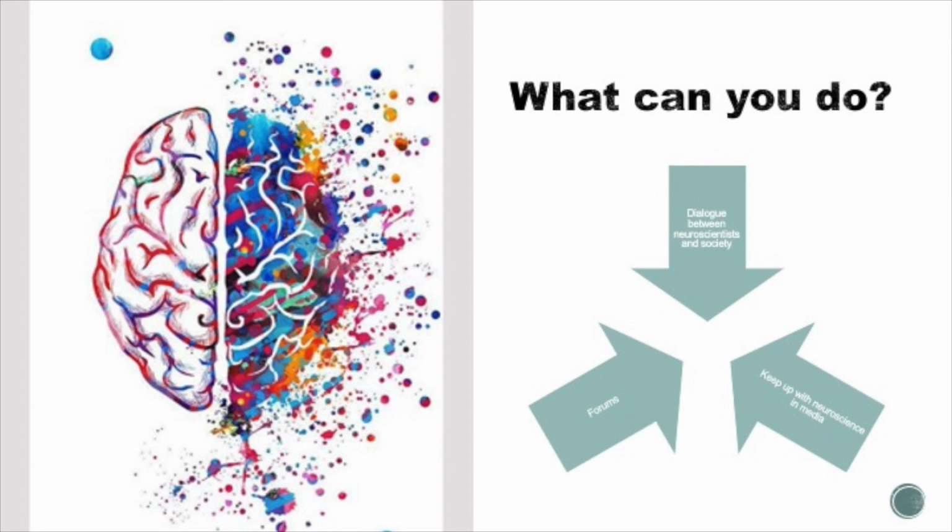We also can hold forums that will help us communicate with a larger population of people. And we can keep up with neuroscience in the media by allowing for better communication between our research and what people understand about our research. And so there's many things that we can do to create a better society for all, and to include neuroscience in this, as this is the study of how we behave, and this is directly related to society.